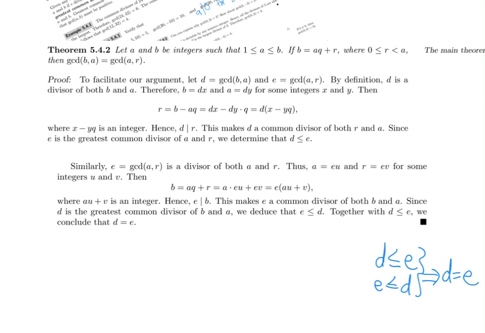Because we just showed, well, since e divides a and e divides b, that makes e a common divisor of b and a. But we defined d to be the greatest common divisor of b and a. So that means e has to be less than or equal to d. So again, looking at the strategy we talked about a moment ago, this combined with the fact that d is less than or equal to e, which we showed in the first half of the proof, gives us that d equals e.